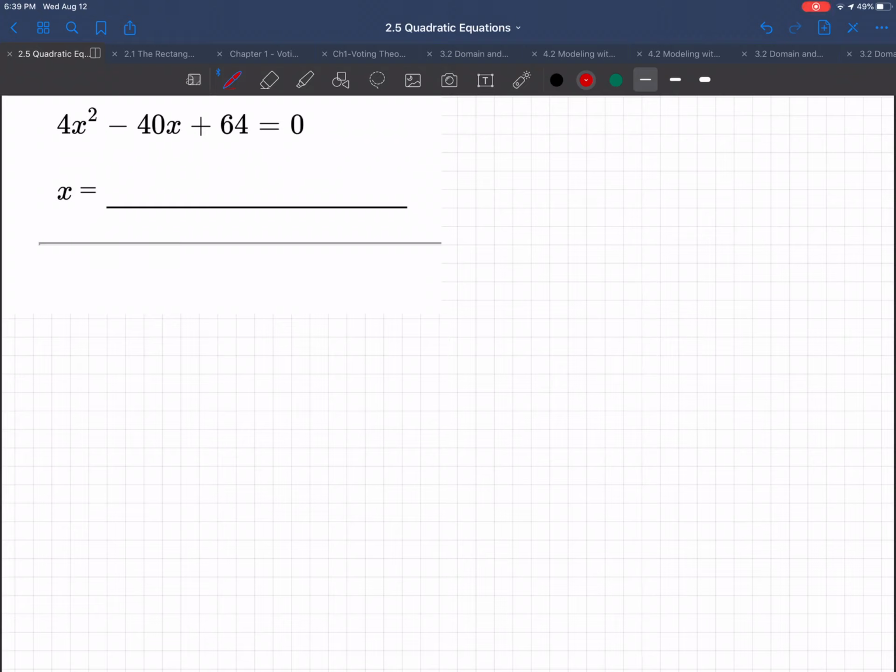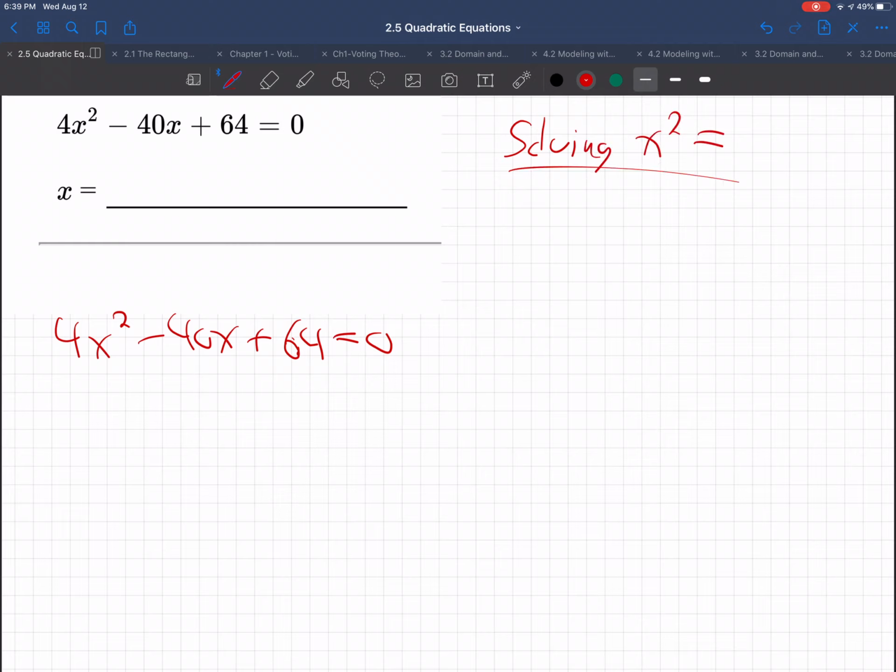Welcome to an example in which we're solving this kind of an equation. So now let me bring it down here. 4x squared minus 40x plus 64 is 0. So let me draw a game plan here. Solving an x squared with an equal sign. How do you do it?